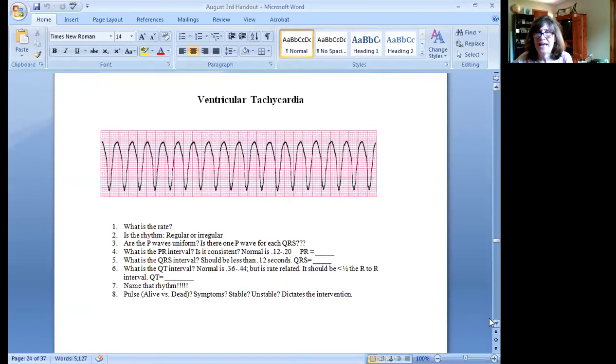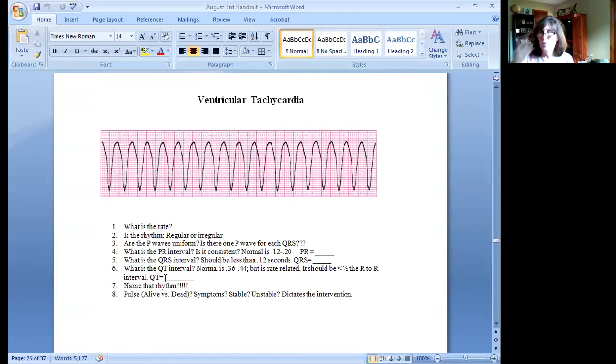So there's that pretty VTAC. Look at that. What's this rate? 1, 2, 3, 4, 5, 6, 7, 8, 9, 10, 11, 12, 13, 14, 15, 16, 17. Another example of a rate of 180. Okay, it's fast. It's regular. There's no P waves. No PR to measure. See the point? Measure the QRS up here. It's wide. Wider than 0.12. Really can't figure out what in the heck is the QT. Is that it? It looks really short, to be honest.